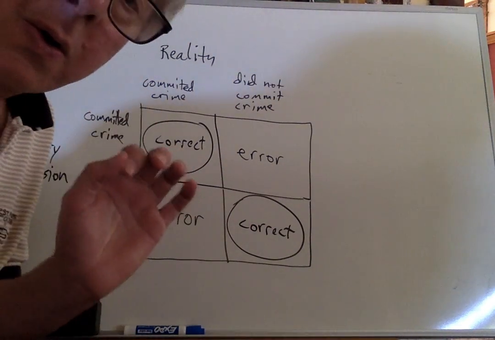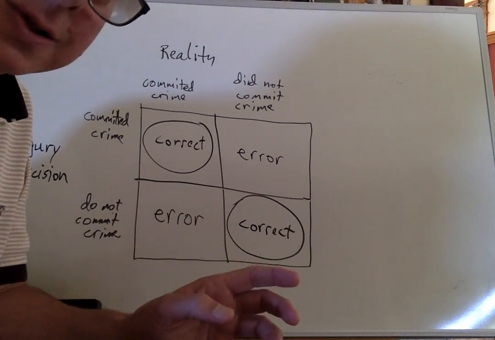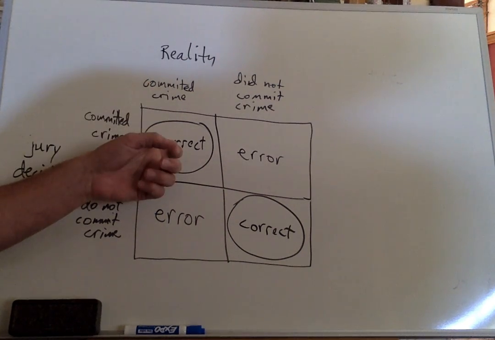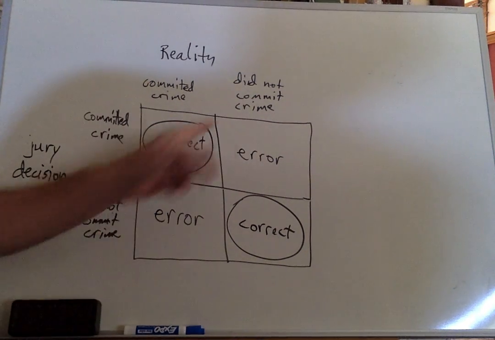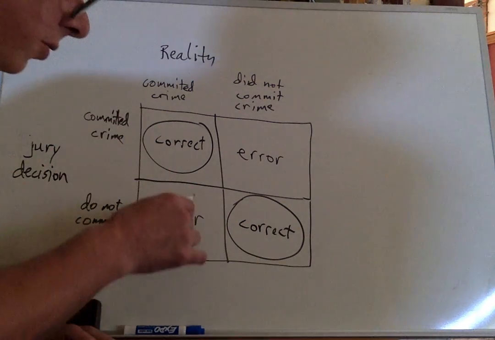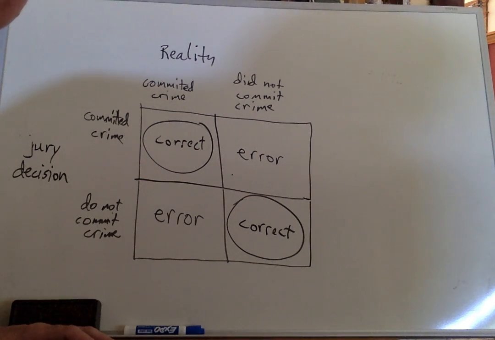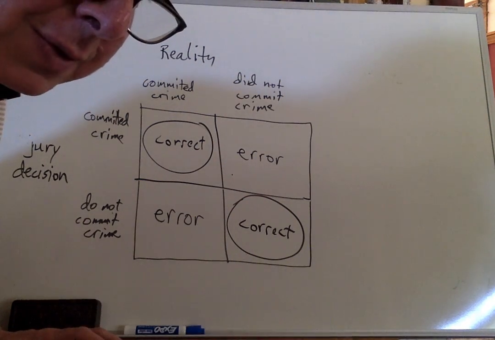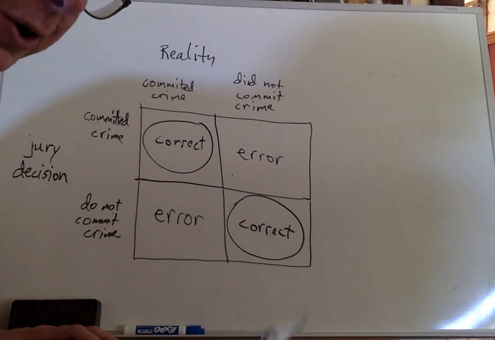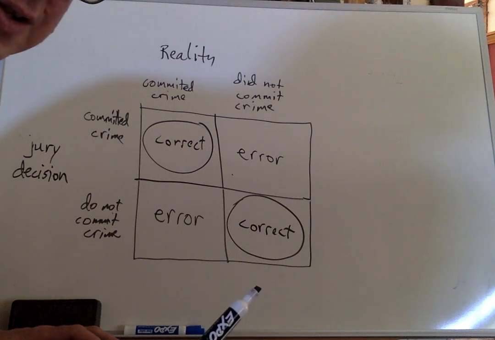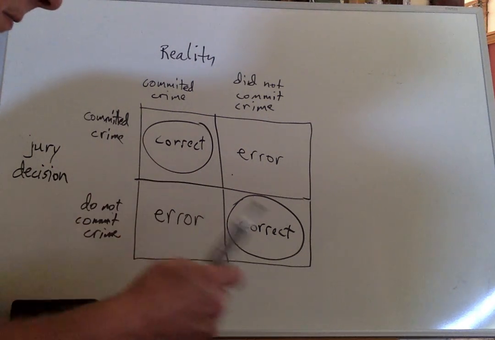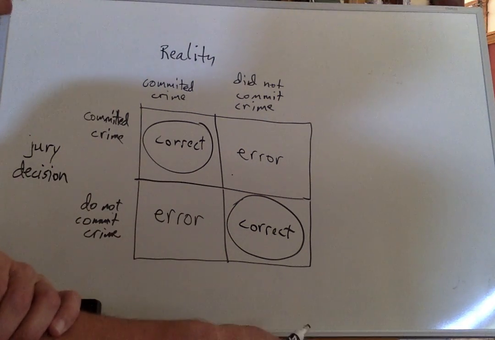That is, all I want to see and all we want to see in the justice system is for the jury to match reality. Okay? Did not commit crime, did not. Committed crime, committed crime. That's where we want to be. There's two errors. Which one do you think is worse? Now, take your time. This is a tough one. And unfortunately, not enough students learn about the criminal justice system, the basics, in high school, unfortunately. So which one is the worst error of the two?